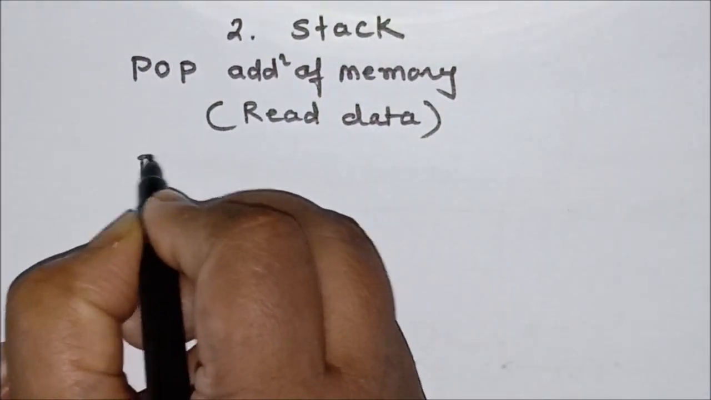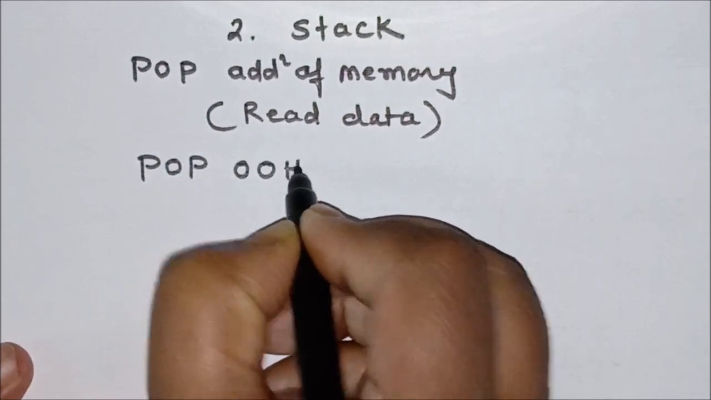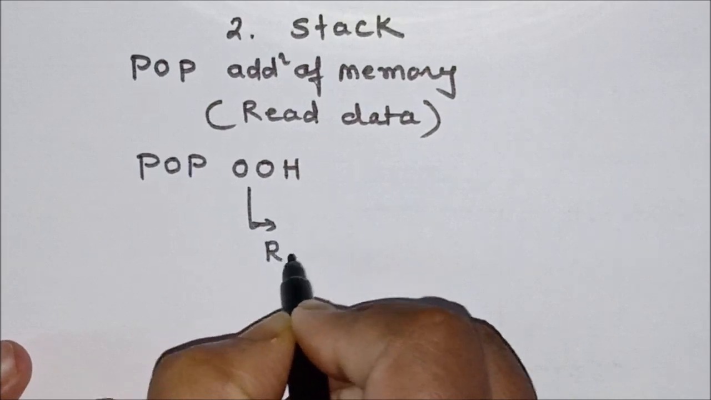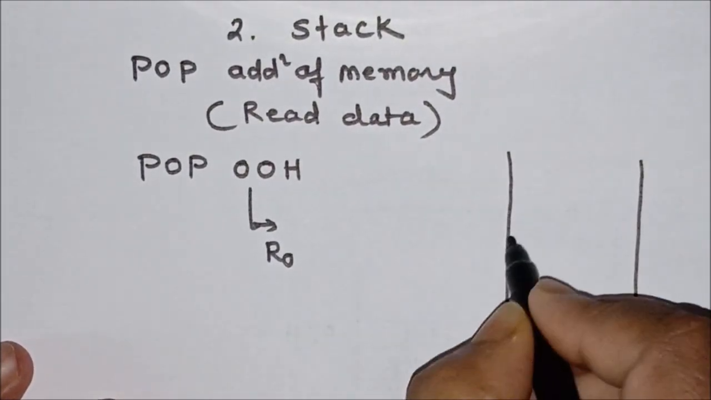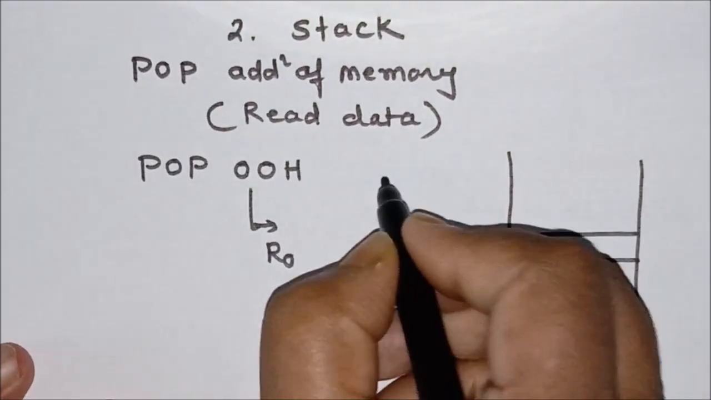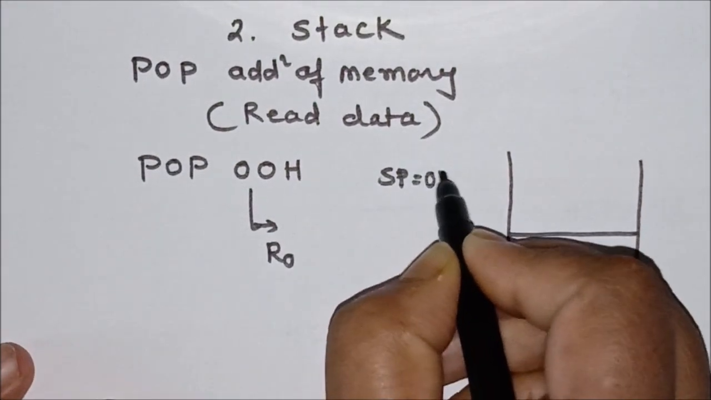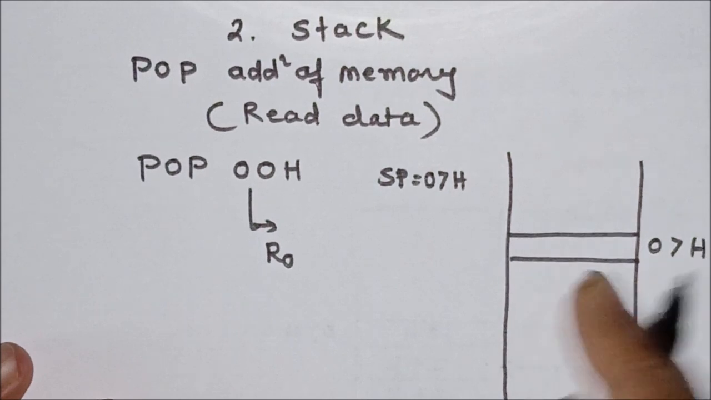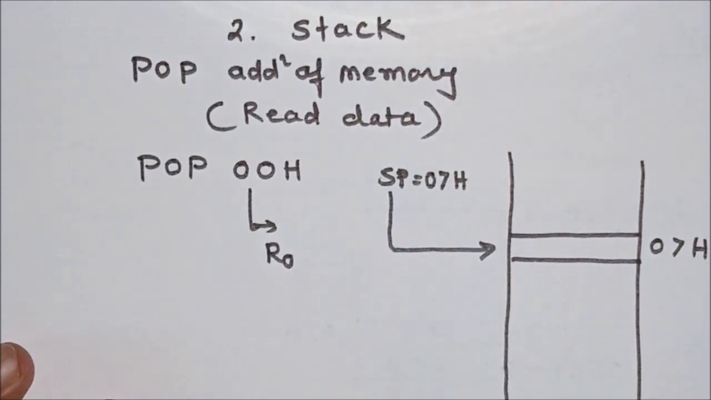So for example, I can write instruction pop and suppose address of memory location is 00H. This is the address of register R0 of bank 0. So what microcontroller will do, stack is the memory area of internal RAM. So first it will check contents of stack pointer. Suppose contents of stack pointer are 07H and address of this memory is 07H. So stack pointer is pointing to this memory location.